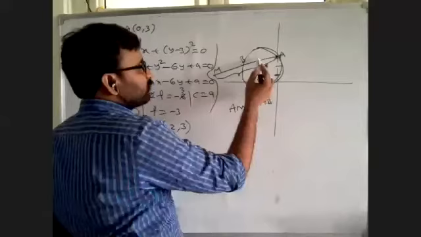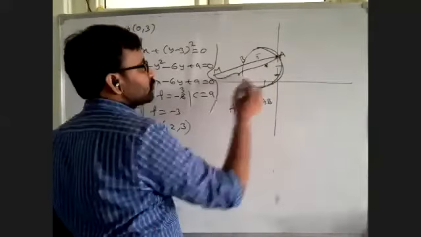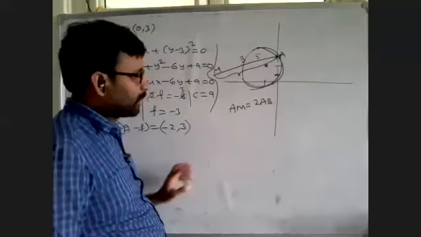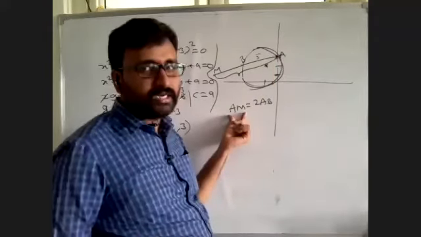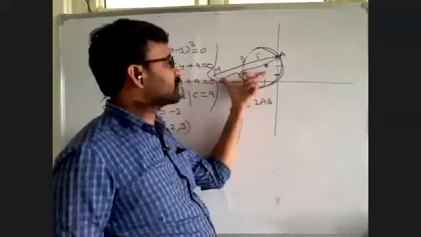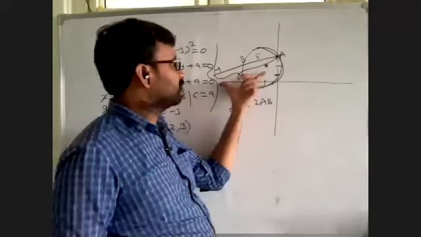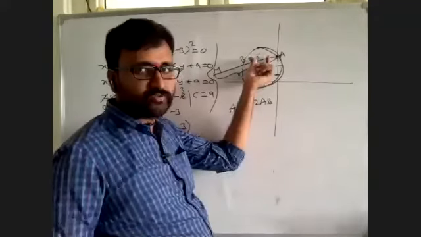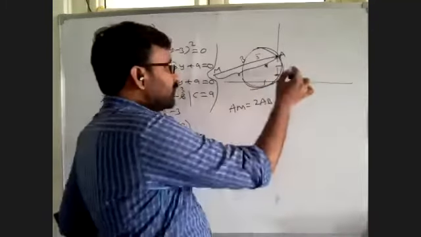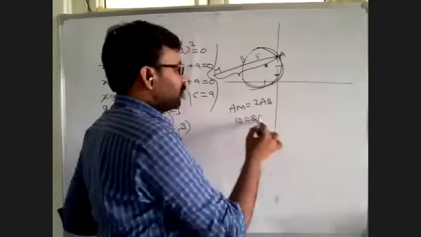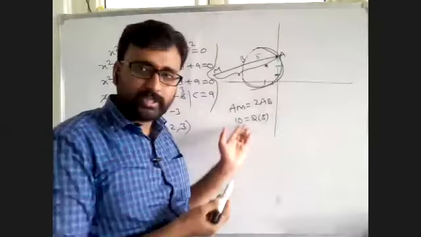See, if AB is 5, then this total is 10. 2 times of 5 is nothing but 10. So if this is 10, this is 5. If this is 100, this is 50. If this is 500, this is 250. If this is 2, this is 1. 2 into 5, then only you will get 10.